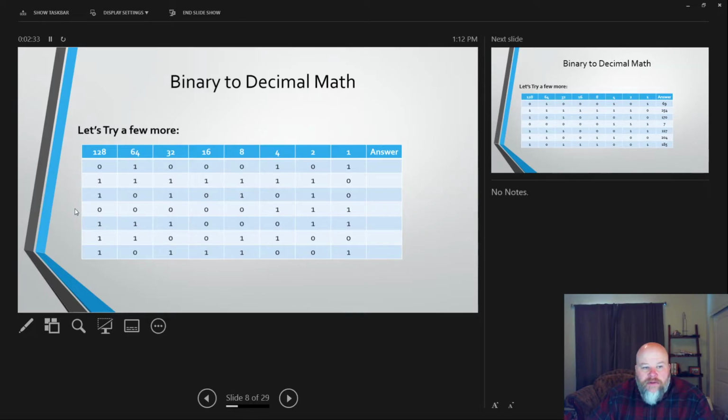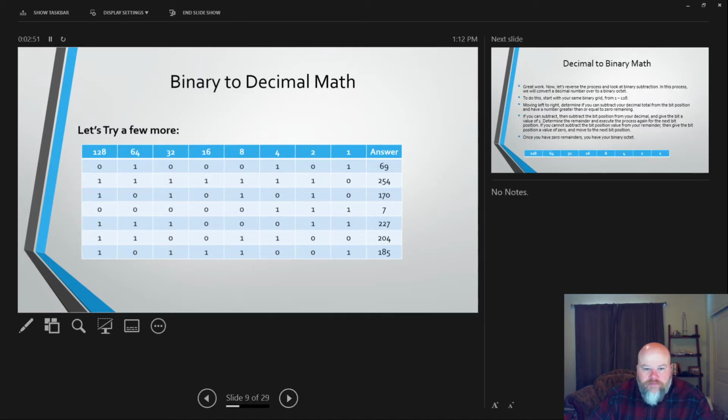In this one, the fourth one, all these are off, so we only start adding once we get to 4. 4 plus 2 plus 1, 7. And so on and so forth. You should have gotten 227 for this one, 204 for the next to the last one, and 185 for the last one. And you can validate your math that way.